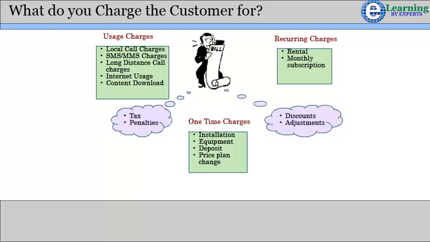Discounts. The discounts are given to the subscribers by the telcos to attract them. A typical discount condition can be defined as: if total airtime is greater than 600 minutes then give a discount of 20 rupees; if long-distance call charges are greater than 2,000 rupees then give a discount of 50 rupees, etc.